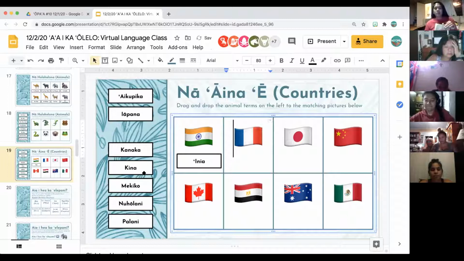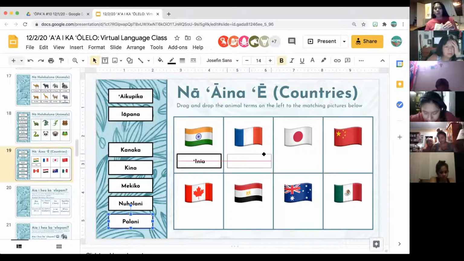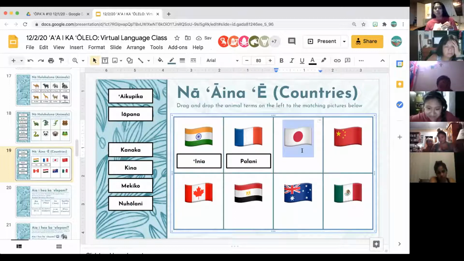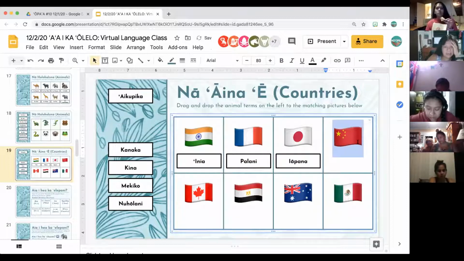Inia. Then we have France, which is Palani. Then we have Akiko. Can you read this one? What is this one in Hawaii? Yapana. Mahalo. Okay. Then we have my favorite, because I'm part Chinese. We have China, which is Kina.